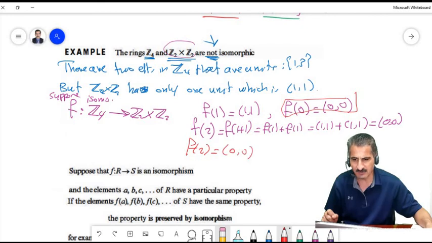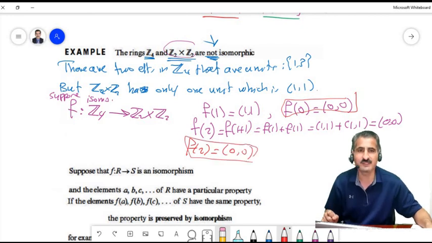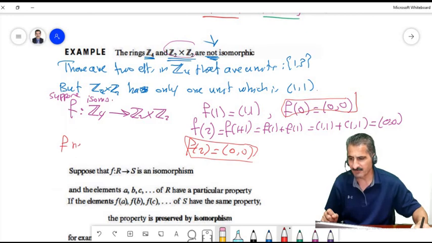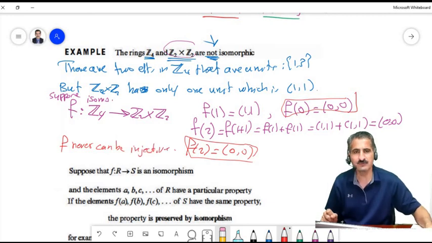Or what we got in here, f of 0 equals (0, 0), and we got f of 2 equals (0, 0), right? So f can never be injective. So we use the homomorphism property.